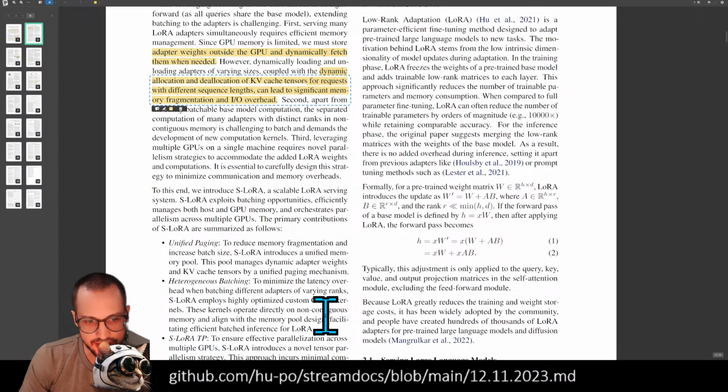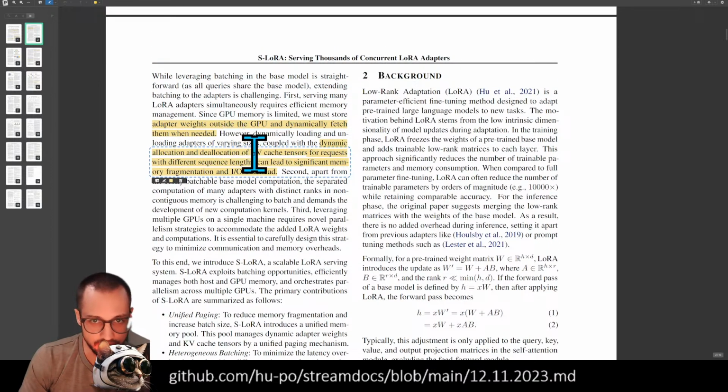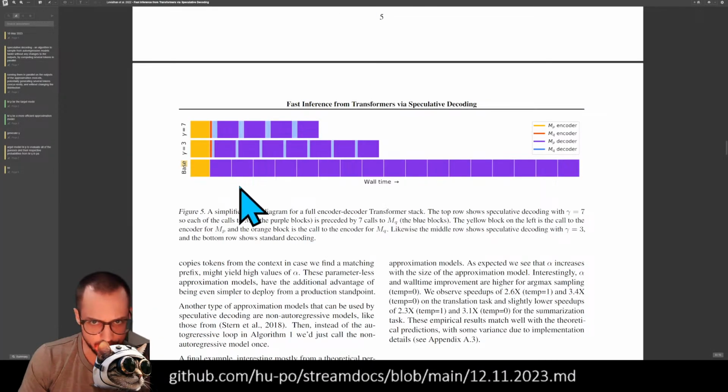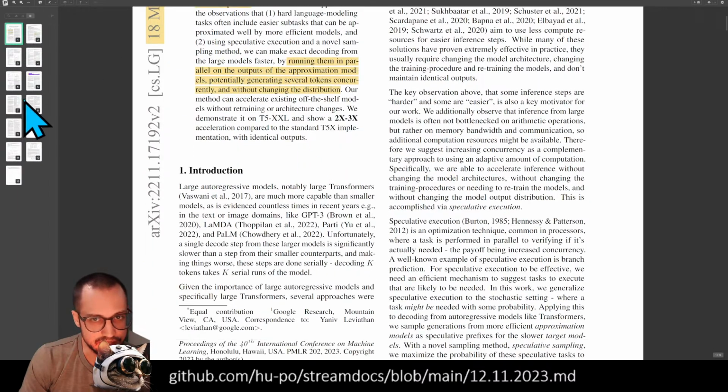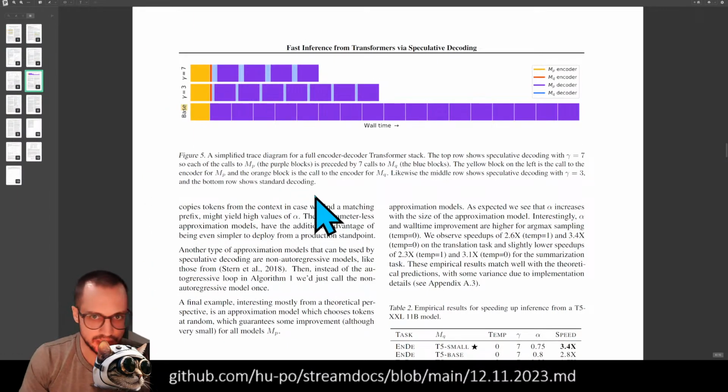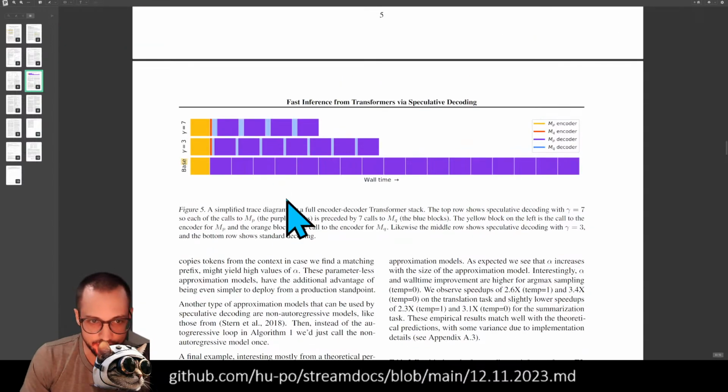Okay, so maybe here let's take a little tangent to explain what a KV cache tensor is. This is a paper that we read last week, called Fast Inference from Transformers via Speculative Decoding. It's not super important, but there's one figure in here that really starts to motivate this KV cache idea. Here they're showing the time it takes when you're actually using an encoder-decoder transformer stack.